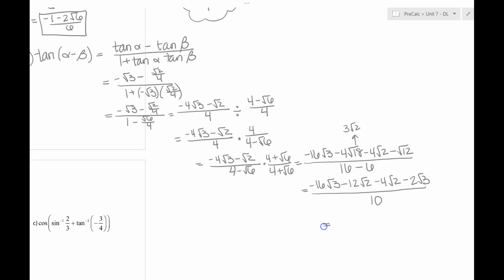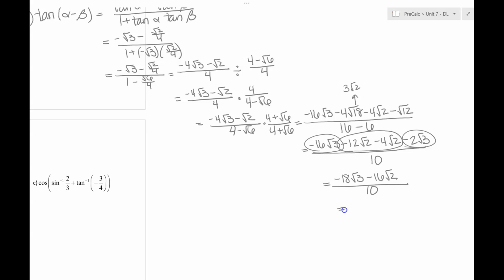Okay, so then, rad 3, right? We can go ahead and combine those, so we get negative 18 rad 3. And then we can combine these, minus 16 rad 2 all over 10. 18, 16, and 10 have 2 in common, so let's reduce for our final answer. We get negative 9 rad 3 minus 8 rad 2 all over 5, and that's it. That one's fantastic.